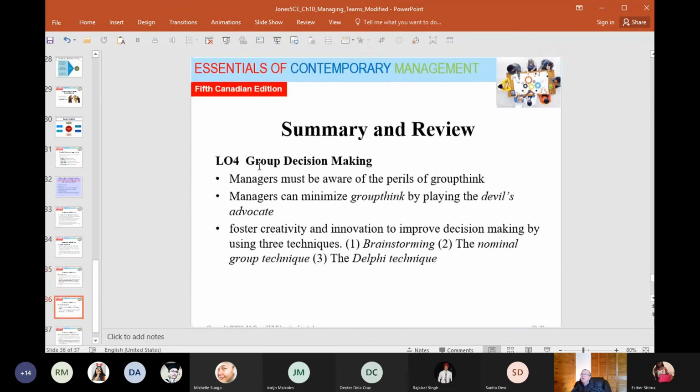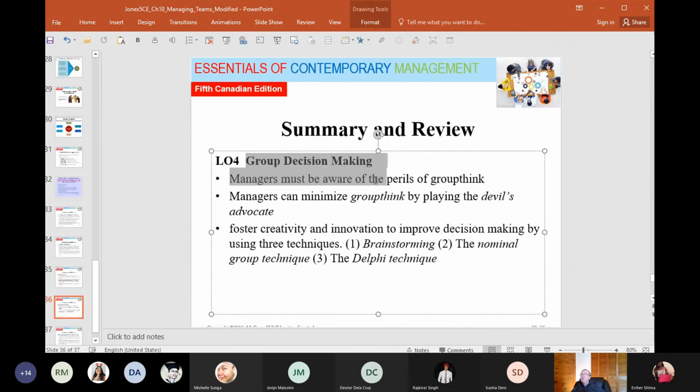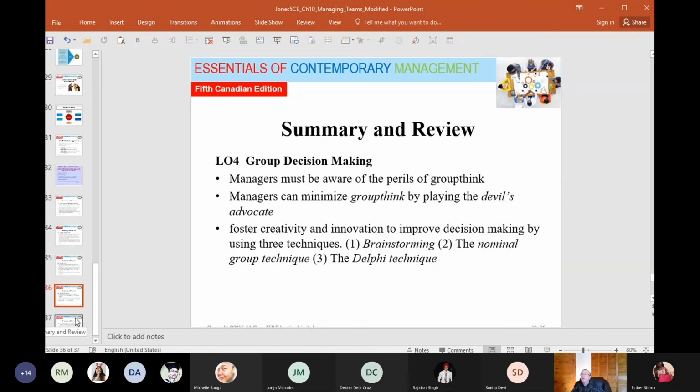So in terms of group decision making, we must try to avoid the perils of groupthink. We have mentioned that, and it is important to allow people to express their opinion, even though it is not the opinion of the majority. So playing the devil's advocate is useful, and that fosters creativity and innovation. All right. So that's our conclusion for today.